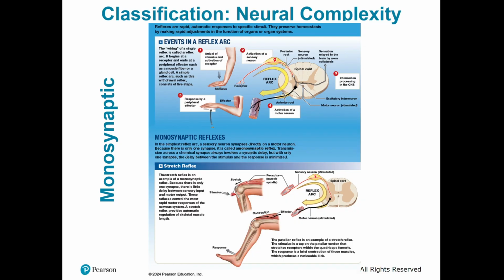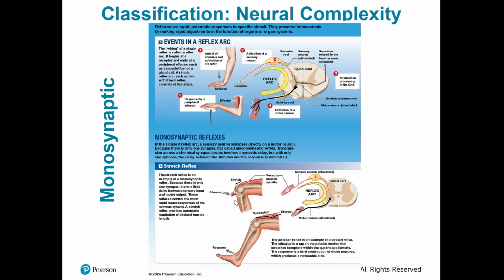Let's look specifically at that complexity in ways to classify our different reflexes. We have those 5 steps that we have within our reflex arc. And within those 5 steps, you can have monosynaptic or polysynaptic reflexes. When we say monosynaptic, it's exactly what the name says. You have one synapse that's going to be involved. So when you have a stimulus that's going to occur, a sensory neuron is going to pick up that signal and it's going to send that signal directly to a motor neuron, which is going to respond because of it.